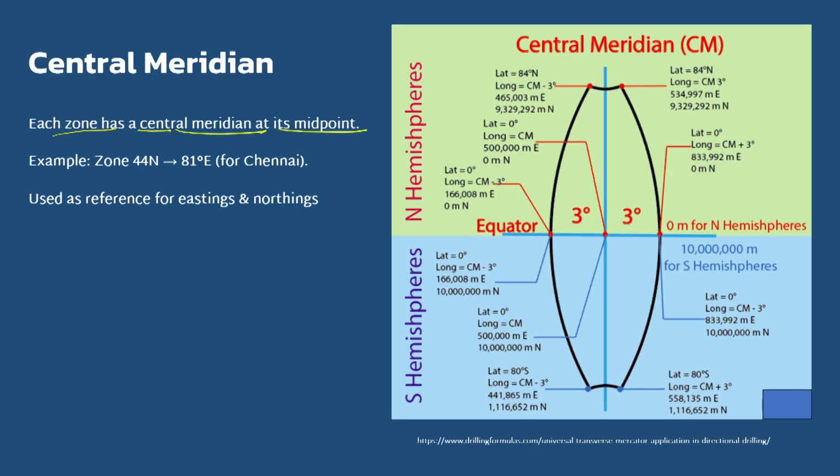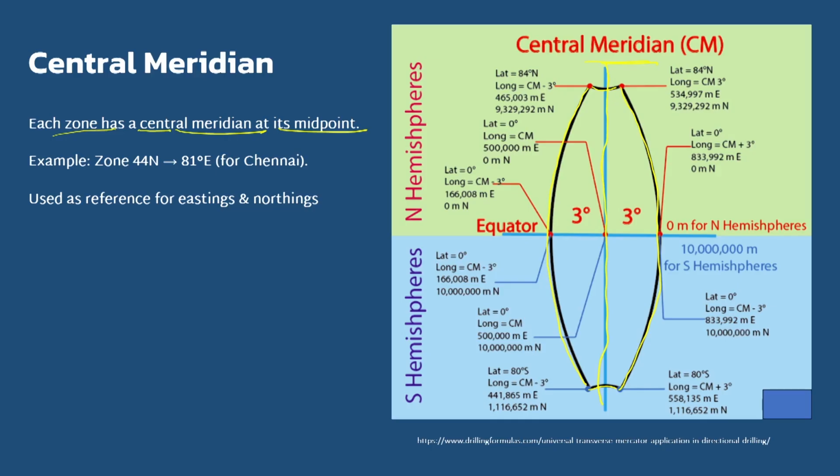Let us understand this better. So, this is one zone. I said we have sliced the entire globe into 60 zones. Assume that this is one of the zones. The midpoint of this zone, we can call it the central meridian. I will tell you why we are using this central meridian and how it plays a crucial role in the UTM projection system.